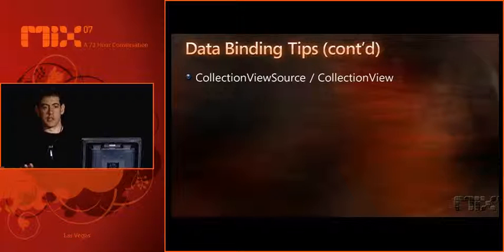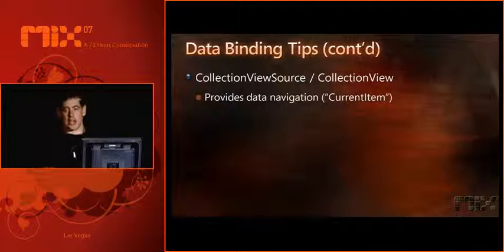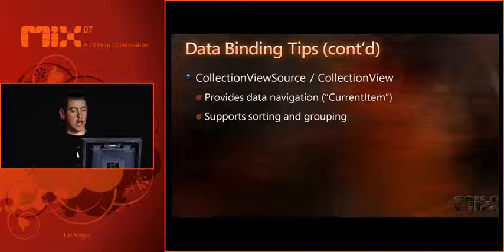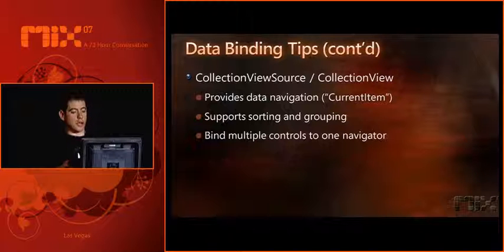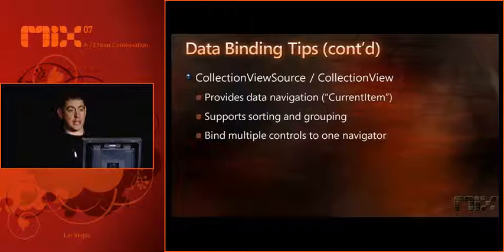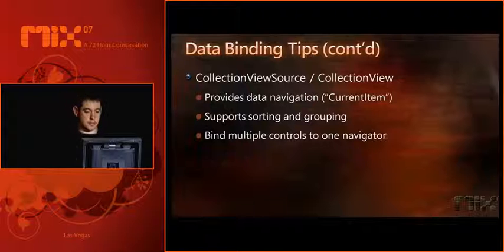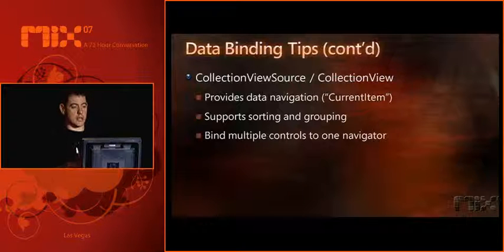Collection view source is an object that WPF provides, which basically gives you data navigation. And you're probably familiar with this in ADO or any of the database stuff. There's the notion of a current item. You can sort and group, and you can bind to this navigator. You can bind list boxes. You can bind a text box to the selected item or the current item. And just by changing the current item or sorting or grouping, everybody gets notified about updates.